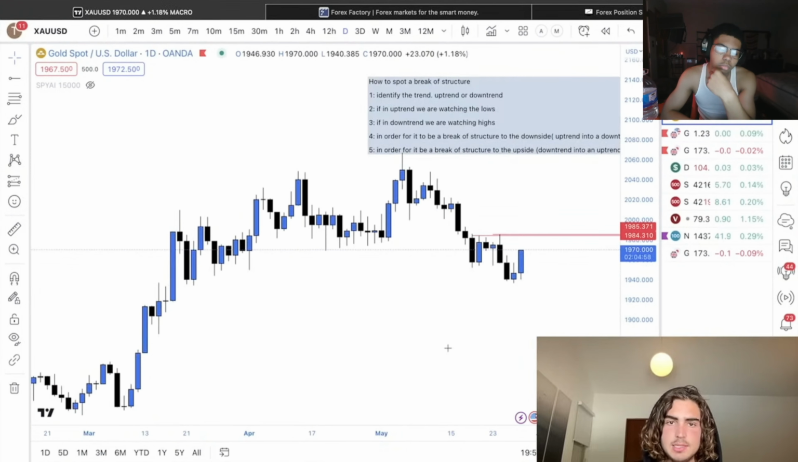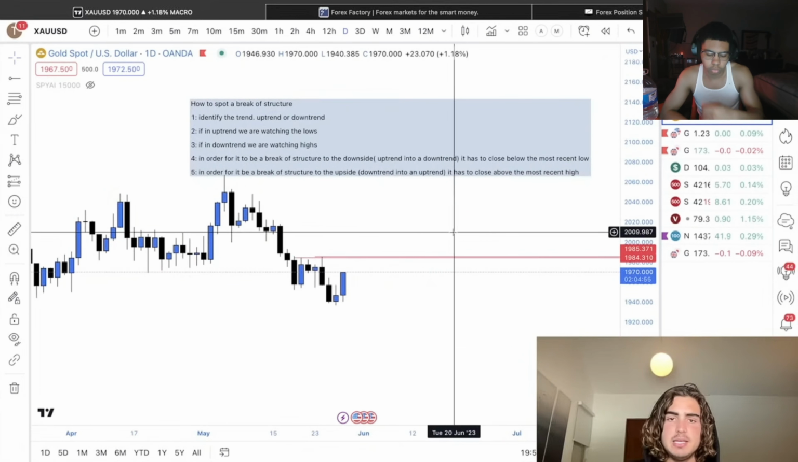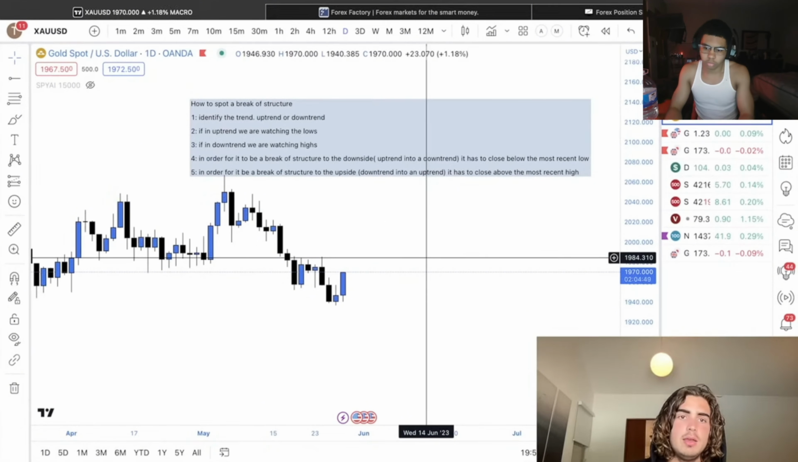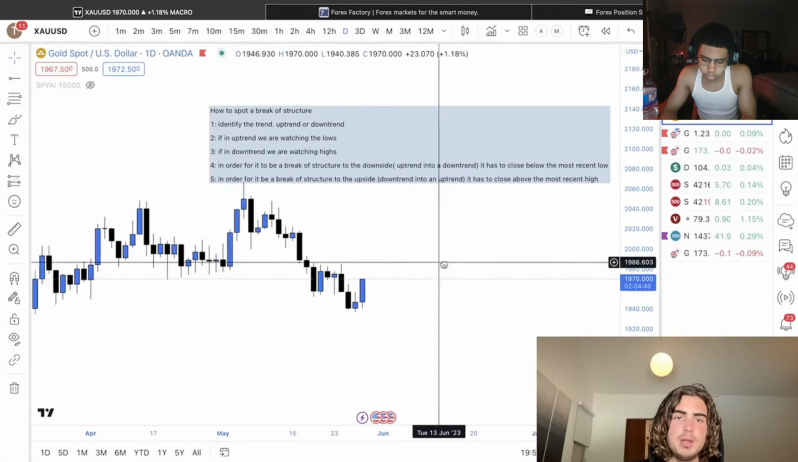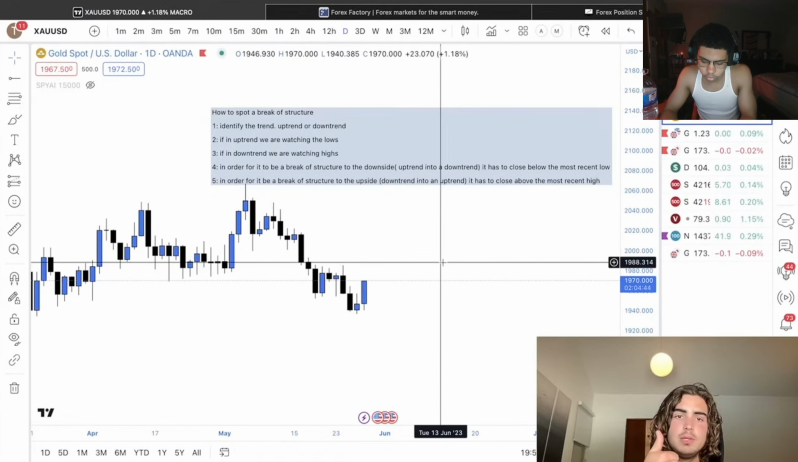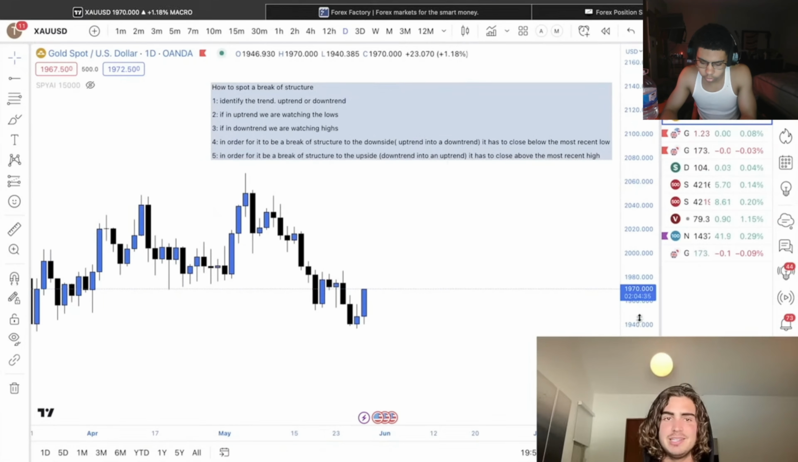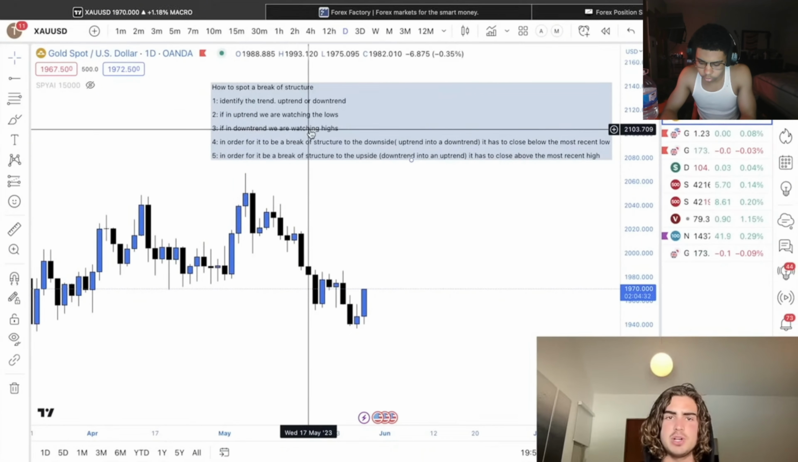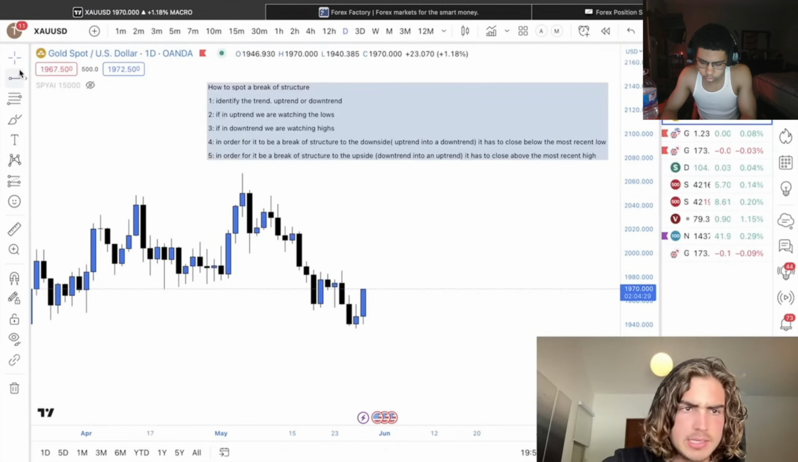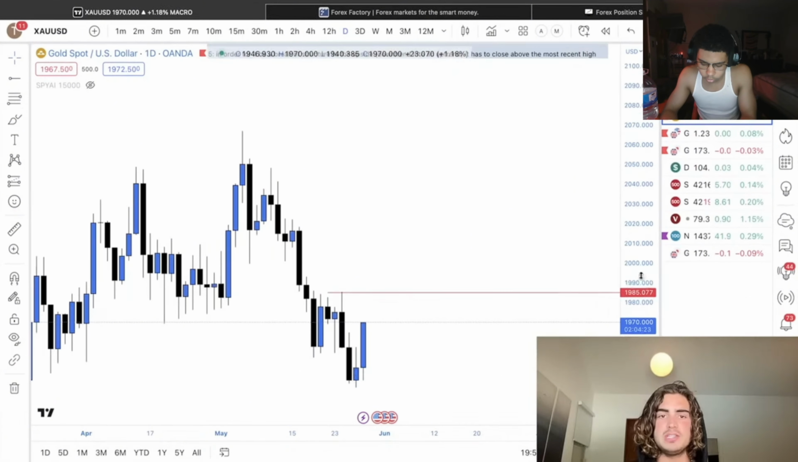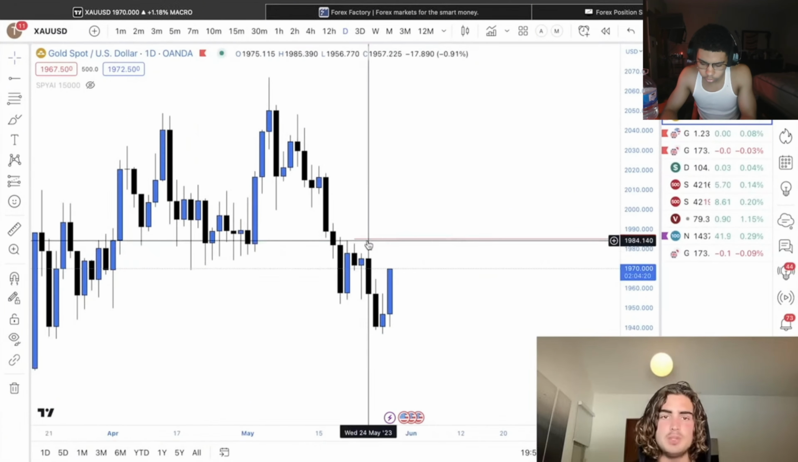Does that make sense? I feel like that is the easiest way I could have put break of structure at all. We have it laid out. It is a step-by-step formula. Number one, identify the trend. What's the trend? Look at it. Lower lows and lower highs. Perfect, we're in a downtrend. So what are we watching? We are watching highs. Where is our most recent high? Right here. So in order for this to turn into an uptrend again, we have to wait for the daily time frame to close above here.